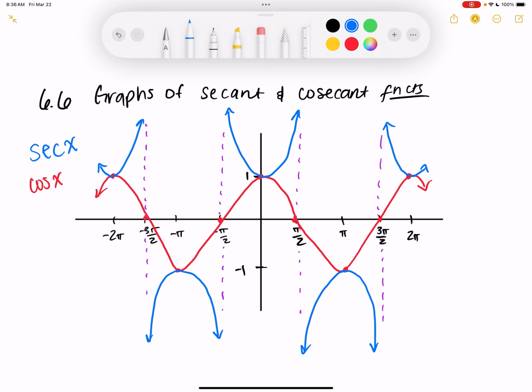So when I ask you to graph the parent functions on the test, if you want, you can just graph cosine, and then on that same graph, instead of having to do it a second time, you can just go ahead and graph secant. Just make sure you label which one's which. Because that way it doesn't take up so much space.